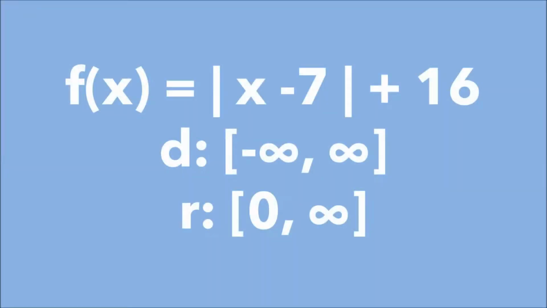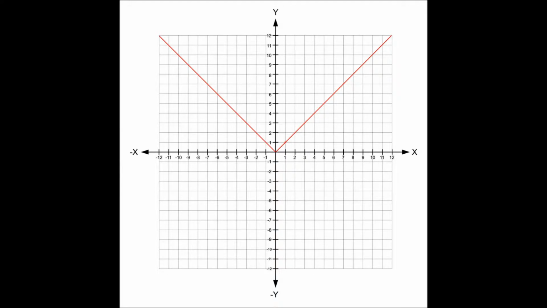The first example is f of x is equal to the absolute value of x minus 7 plus 16. The domain values could be any of the real numbers. The range values of this equation is from 0 to positive infinity. Why? Because any number inside the absolute sign will be positive. This is how it would appear when graphed. Its vertex is at the origin, since its range starts from 0 to positive infinity.